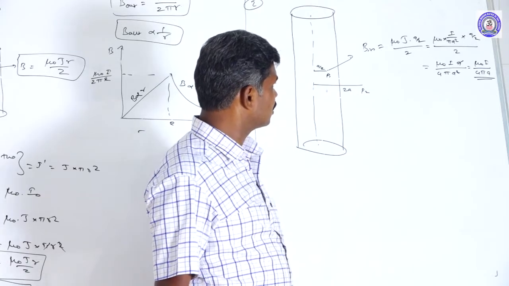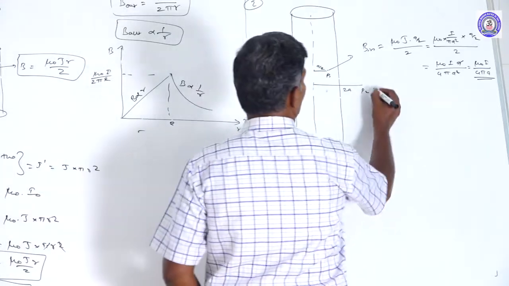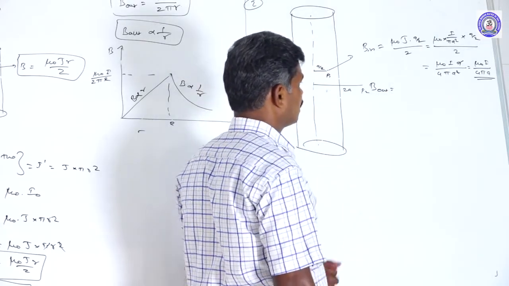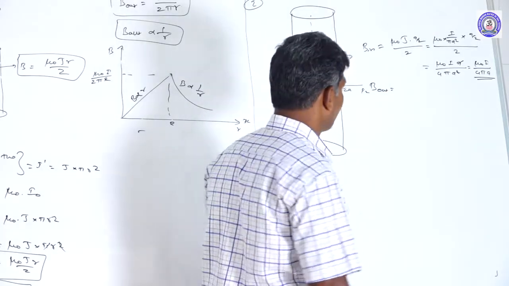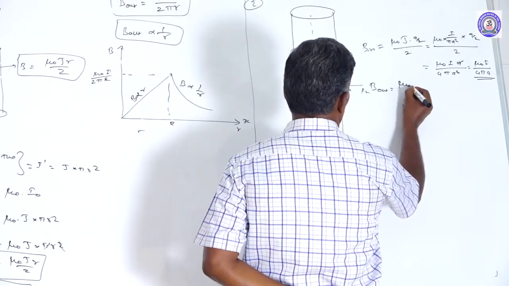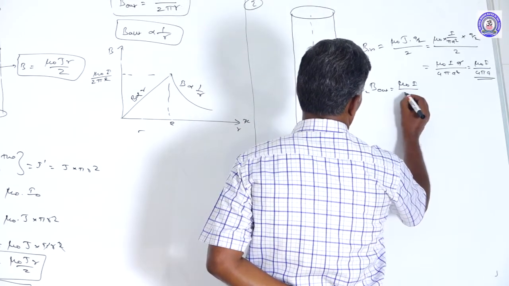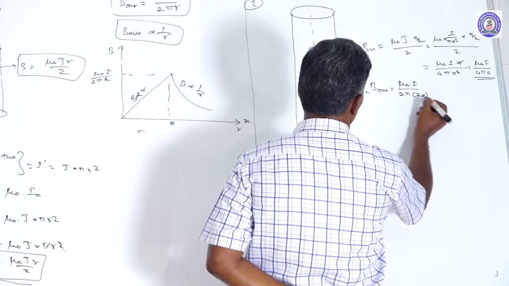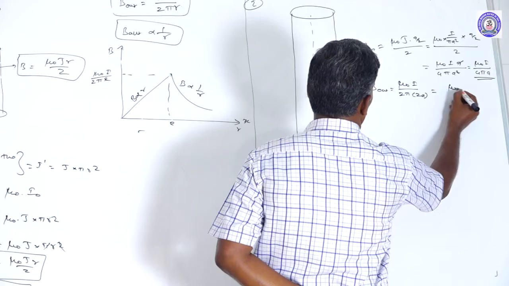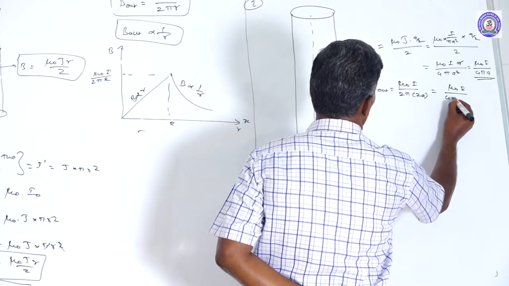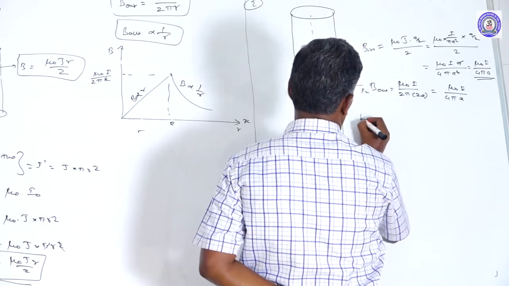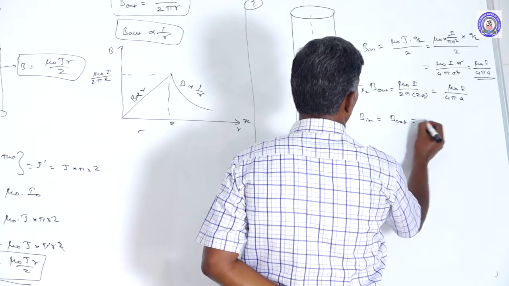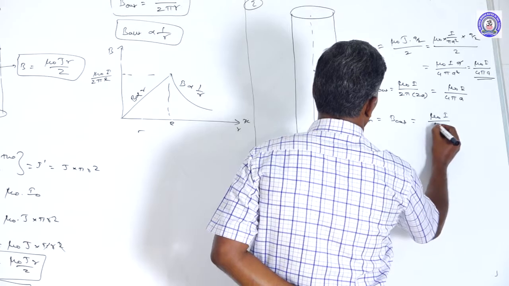For outside, we have the formula B outside, which according to Ampere's circuital law is mu naught I divided by 2 pi into the distance, that is 2R. Then we get mu naught I by 4 pi R. So that's why B in equals B out equals mu naught I by 4 pi R.